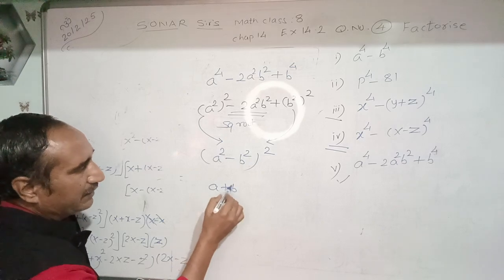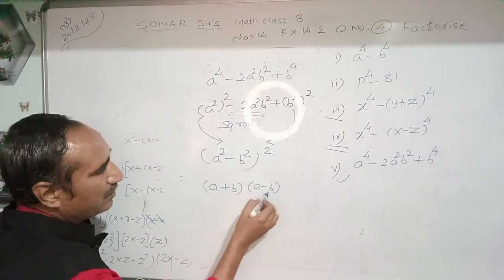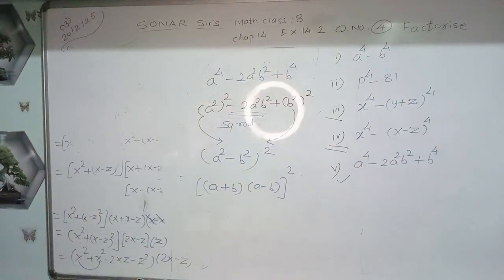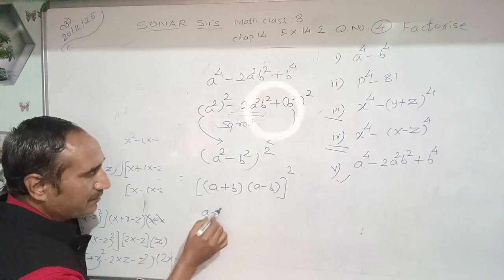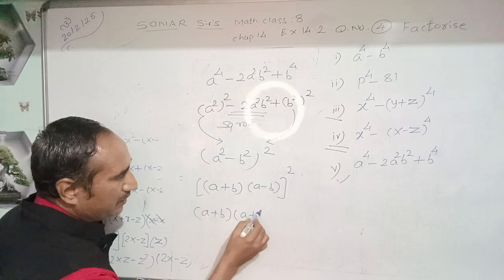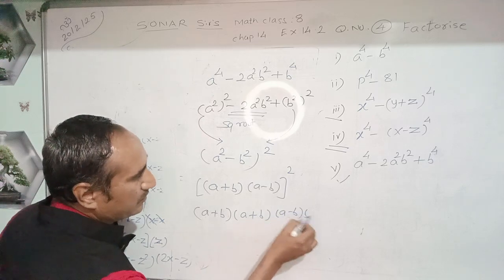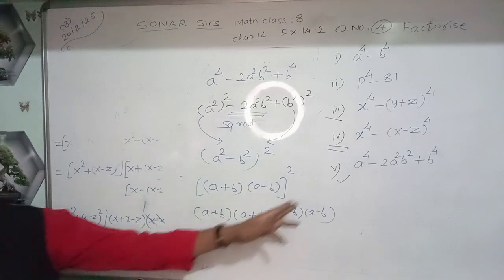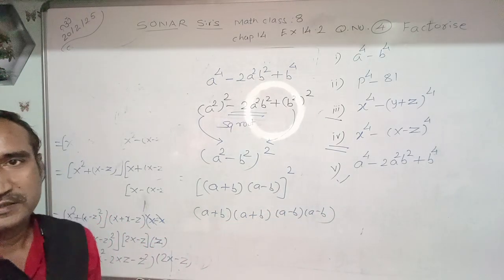We can write it like this: (a plus b)(a minus b) and whole bracket square. So we can write it as many times: (a plus b)(a plus b)(a minus b)(a minus b). These are the factors of this equation. That's all.